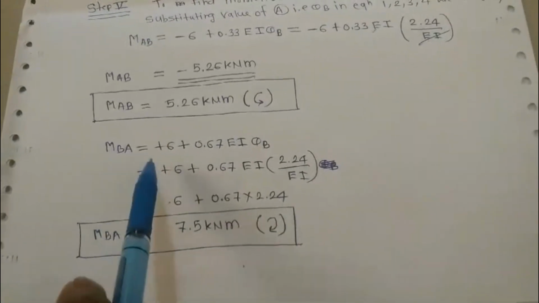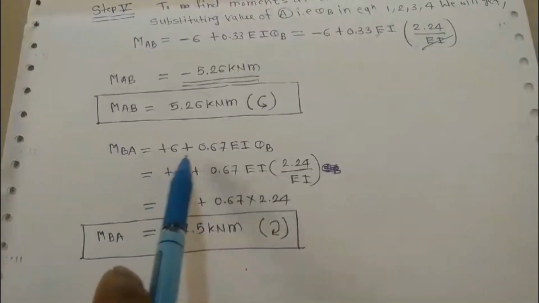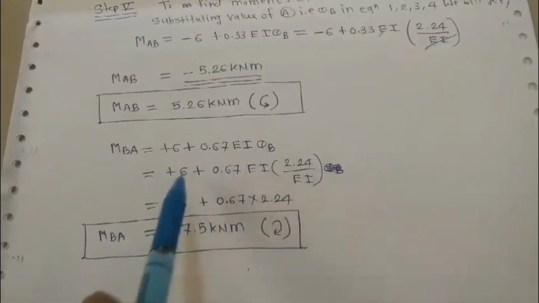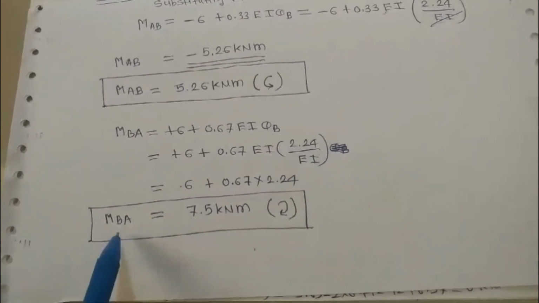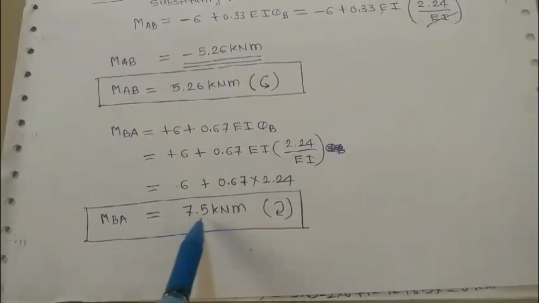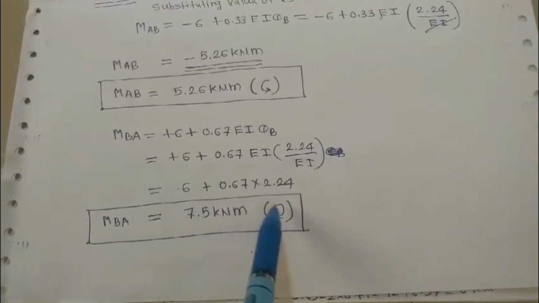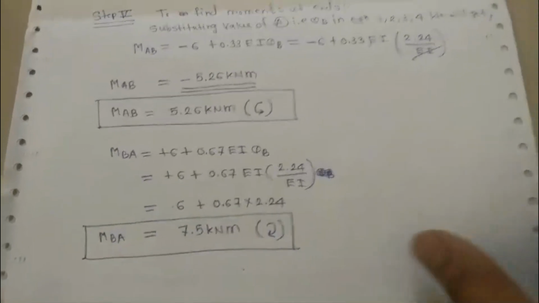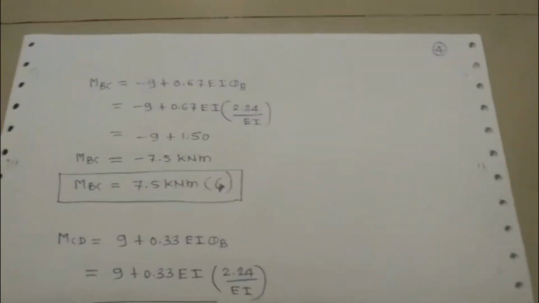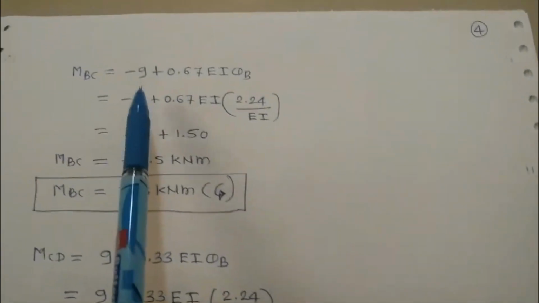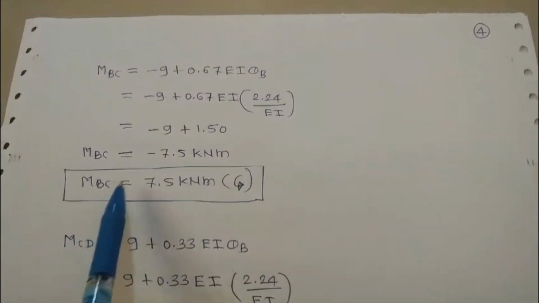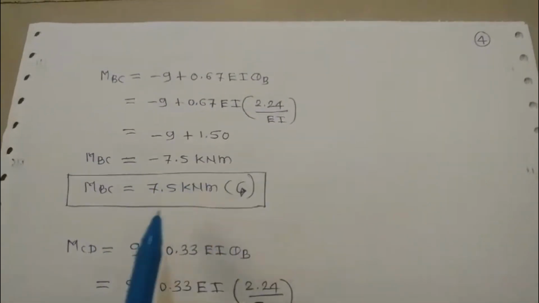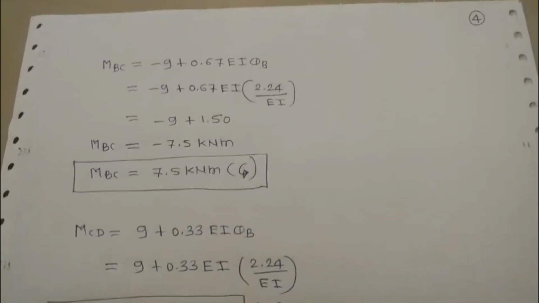Similarly for MBA, putting the value of theta B in the slope deflection equation, you can see 2.24 divided by EI. After simplifying, you will get MBA is equal to 7.5 kilonewton meter. A positive sign means the nature is clockwise. Now similarly, MBC is minus 9 plus 0.67 EI theta B. Putting the value of theta B, you will get MBC is minus 7.5 kilonewton meter. A negative sign means anti-clockwise nature.